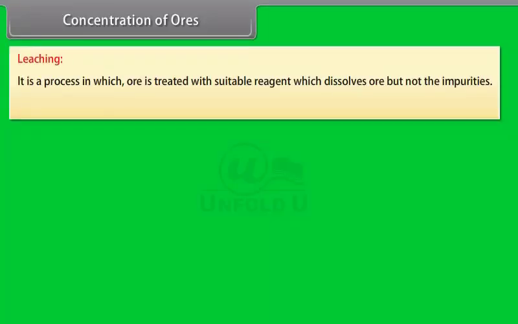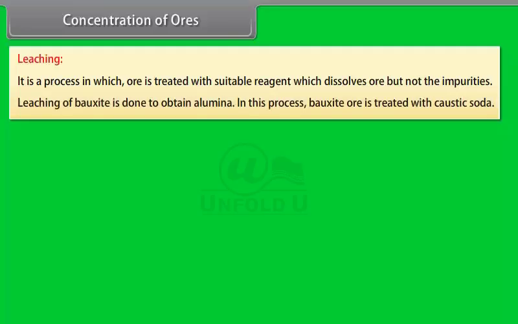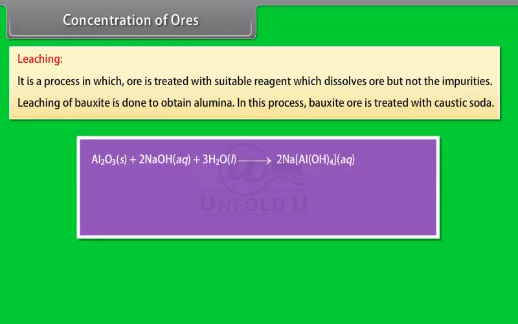Leaching. It is a process in which ore is treated with suitable reagent which dissolves the ore but not the impurities. Leaching of bauxite is done to obtain alumina. In this process, bauxite ore is treated with caustic soda. Al2O3 dissolves in concentrated solution, leaving behind impurities. The aluminate in solution is neutralized by passing CO2 gas, and hydrated Al2O3 is precipitated.